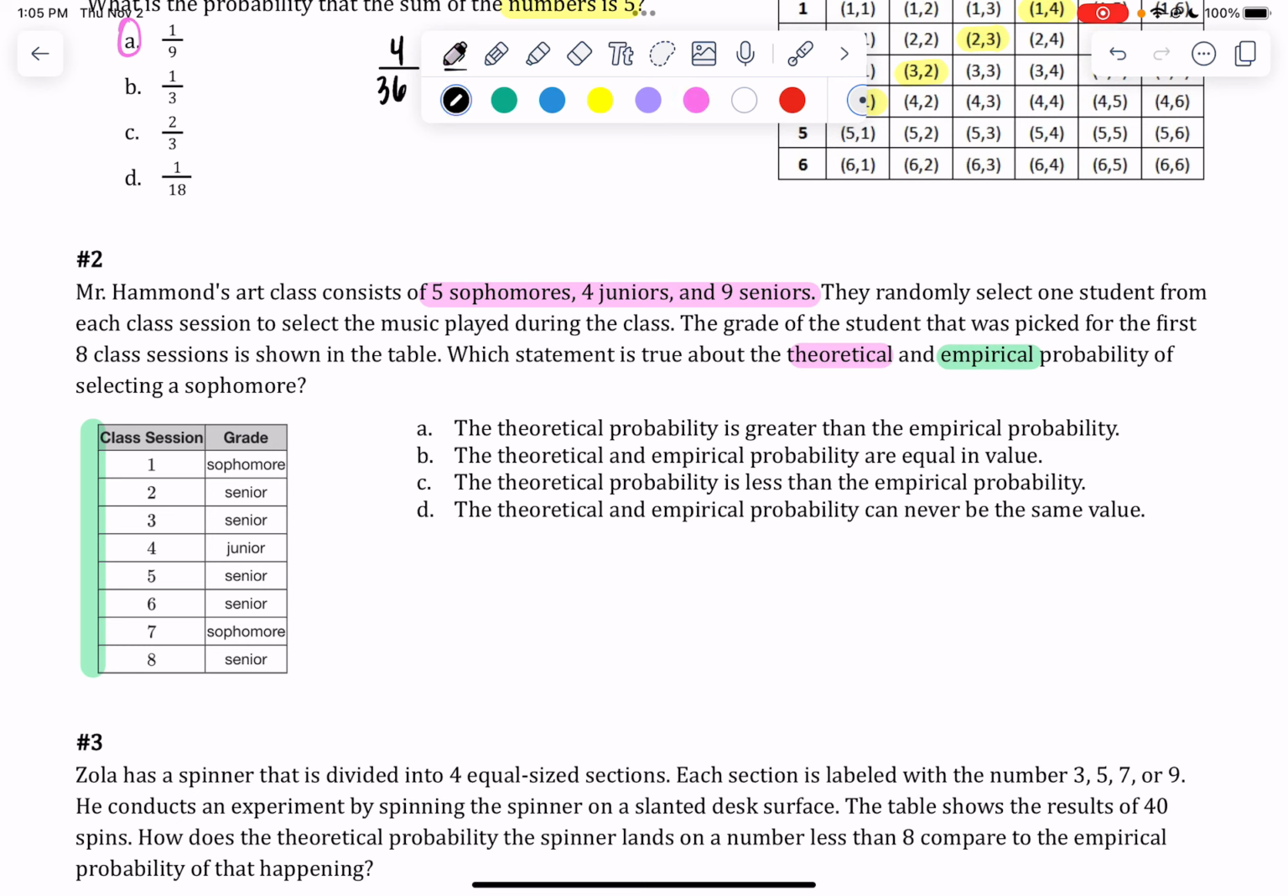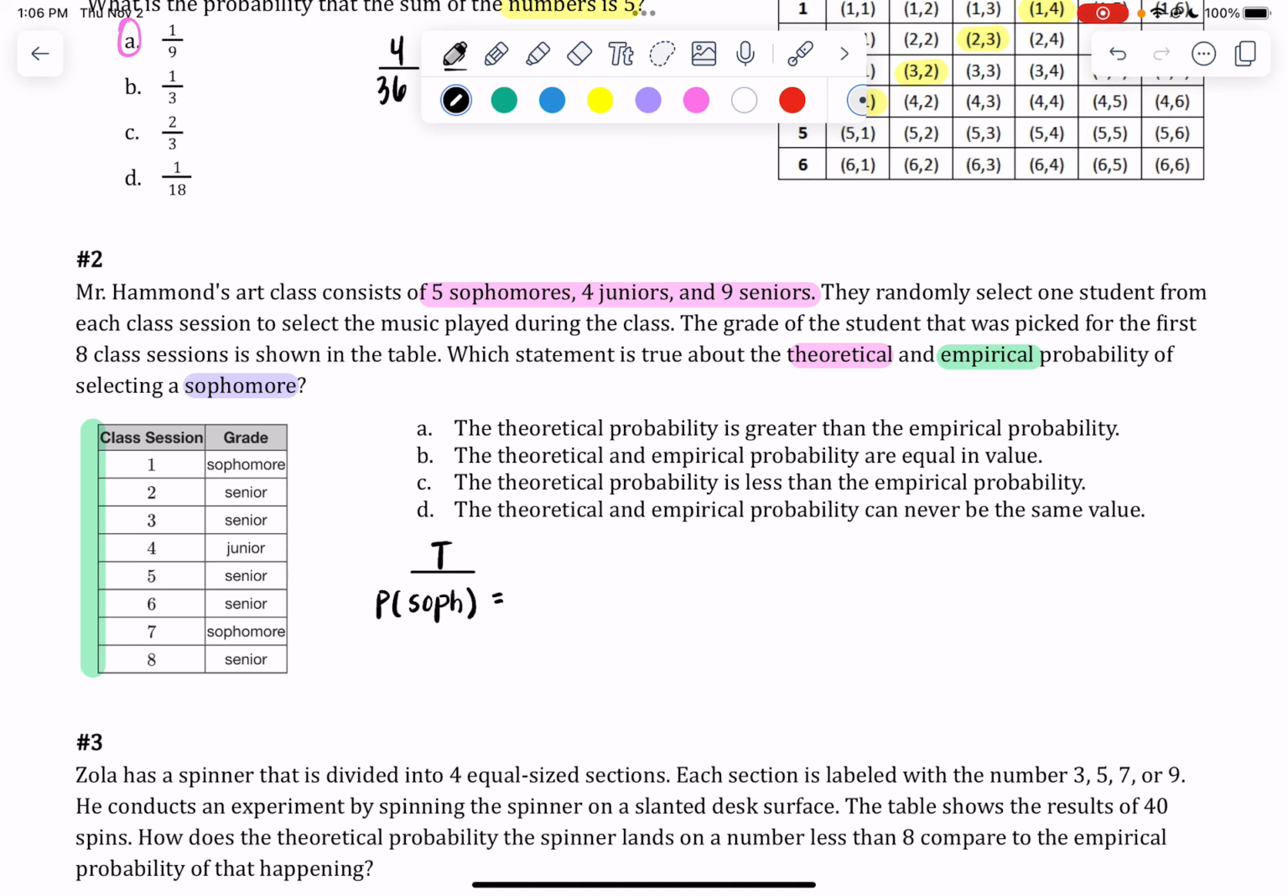So all of the answer choices are just asking us to compare: are they the same? Are they different? Is one larger? Is one smaller? So we'll just find both of them. For theoretical, I'm just going to shorten it to T. And we're supposed to be finding the probability of selecting a sophomore specifically. So for theoretical, I'm going to say probability of sophomore. That's the way we write probability a lot of the time: P for probability, and then what you're trying to find the probability of goes in the parentheses.